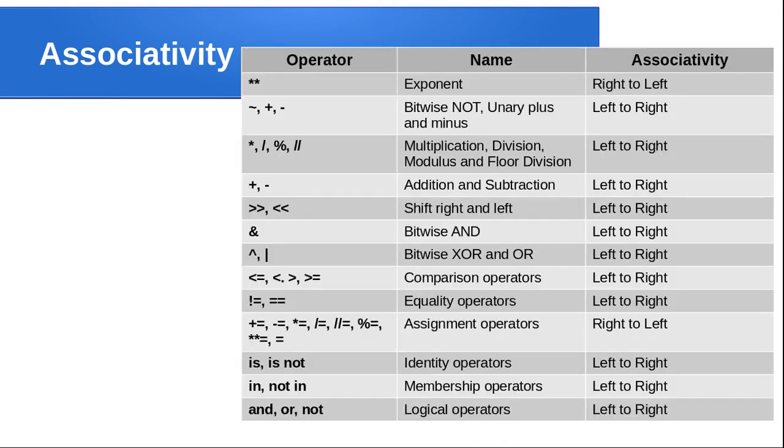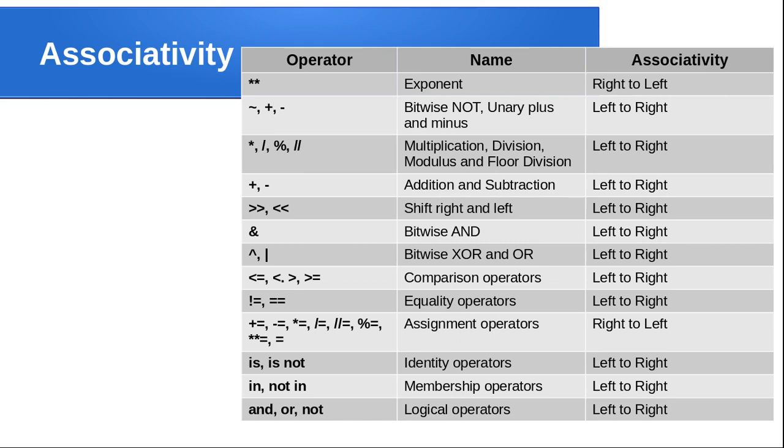So again, I have added one more column to the existing operator precedence table. Look at the associativity: except for exponent and assignment operators, which have right to left associativity, the rest of them are left to right.